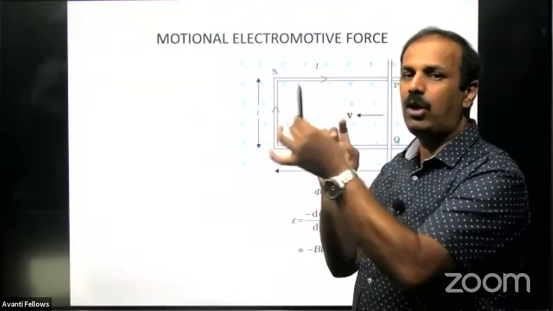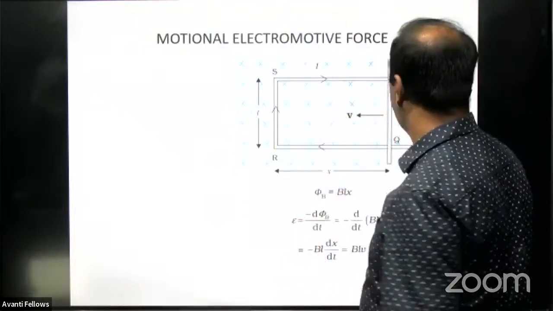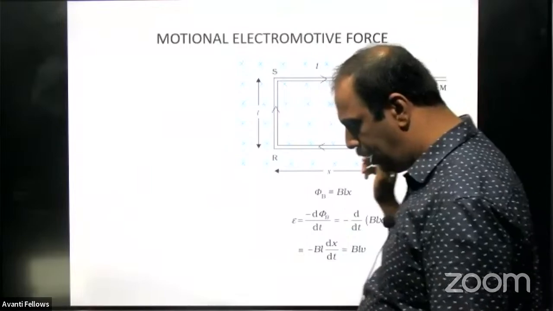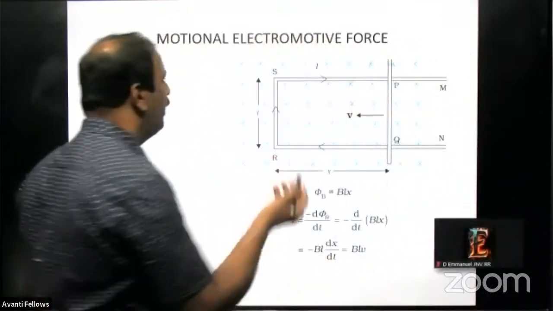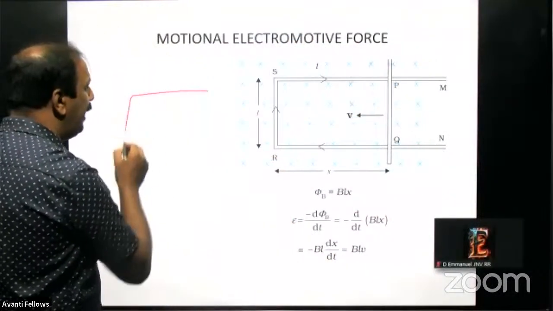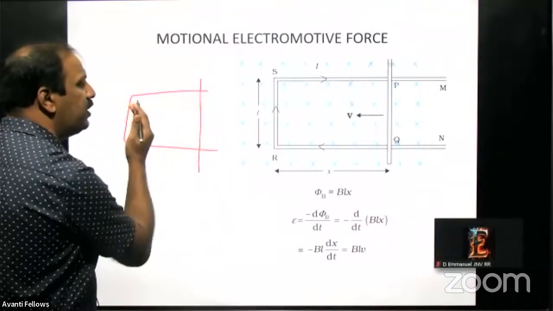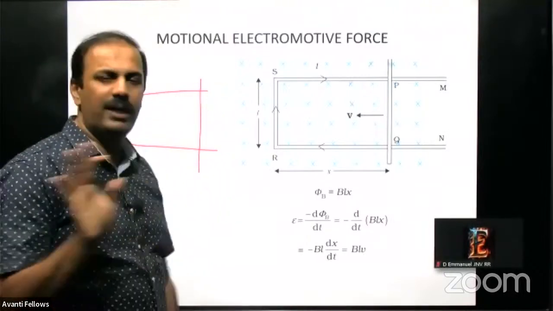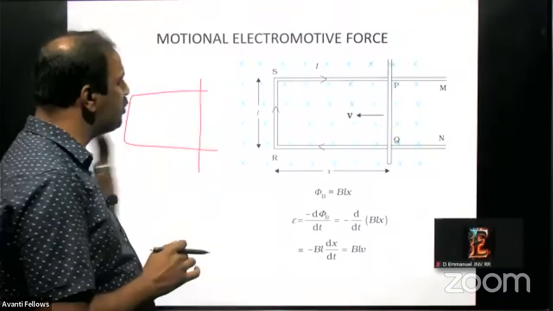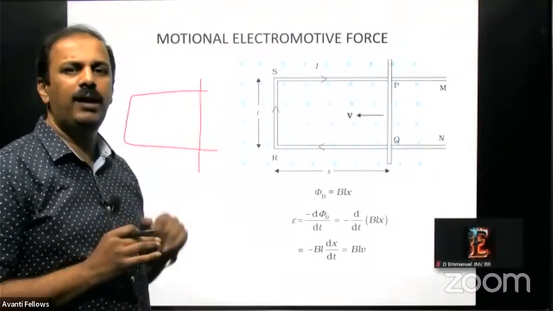To show how much that EMF is, we are doing this. So you should not have a confusion or an idea that only if you have a loop like this and this is moving over this one, then there will be an EMF. It's not like that. If you have a single wire which is moving, then also there will be an EMF.